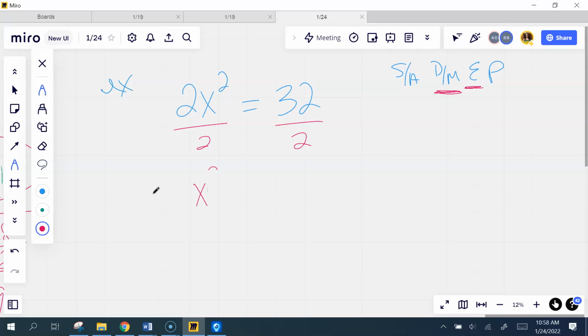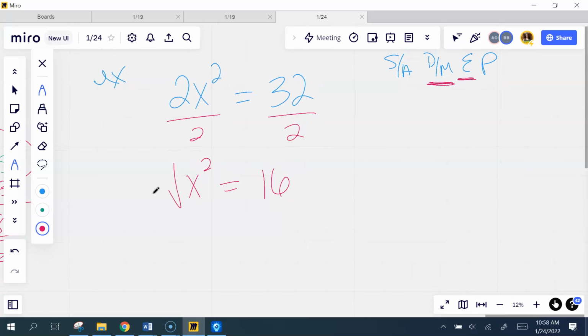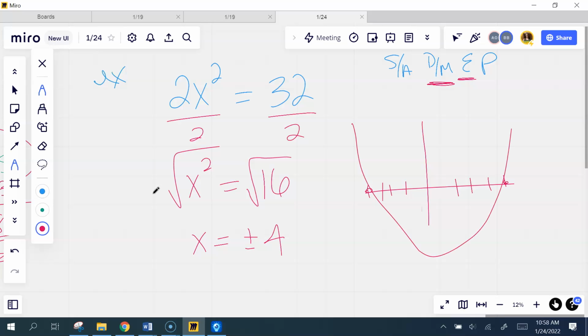Now I have x squared equals. How do I solve for x? Now I'm on to my exponents. Square root. X equals what? There you go. That's important because this quadratic crosses the x-axis at both 4 and -4. So I have to include that plus or minus as I solve because they're both solutions.